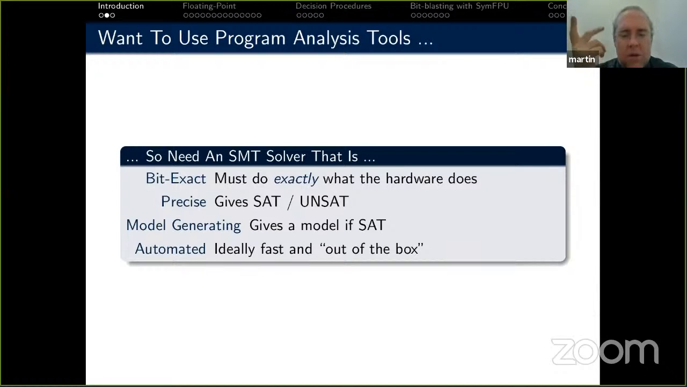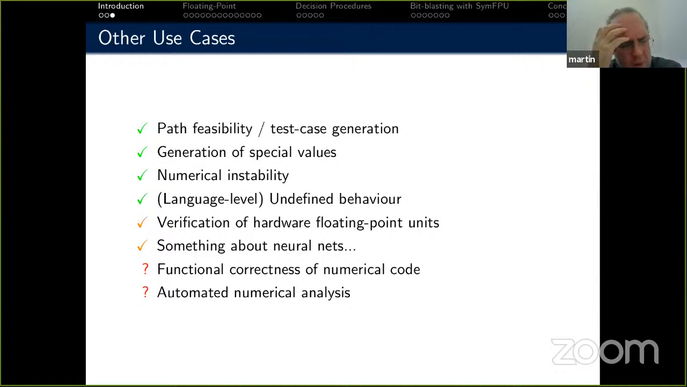And we also want it to be automated and fast and just work out of the box. Simple, right? Cool. So what else, if we had one of these kinds of proofs, what else could we do with it?